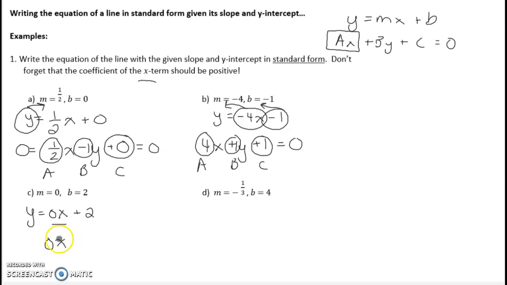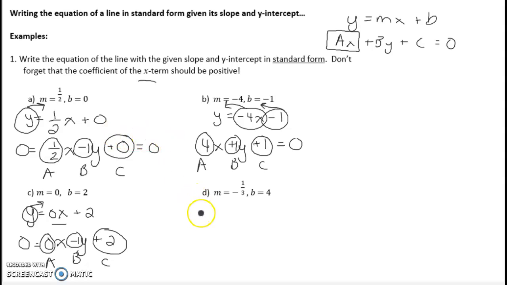So I'm going to have 0x. I will move this y over, so positive y turns to a negative y. Then I still have my plus 2, and we can leave our 0 on this side. Just to show you that it doesn't matter, we moved our y over, so we can just place 0 there, and it's fine. So here is my A, negative 1 is my B, and positive 2 is my C.